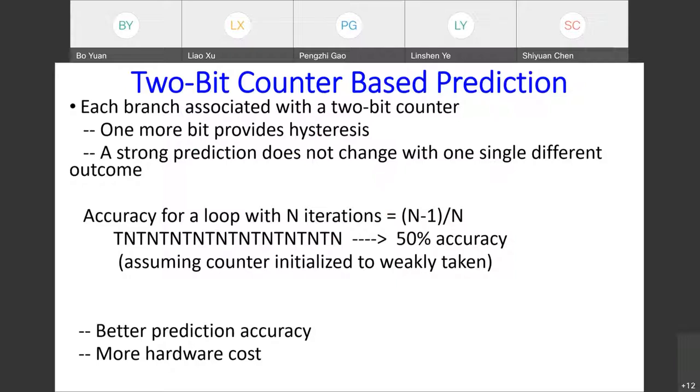I have one general question. What is the benefit and the disadvantage of the 2-bit predictor as compared to the 1-bit predictor? Again, what are the pros and cons of this solution?